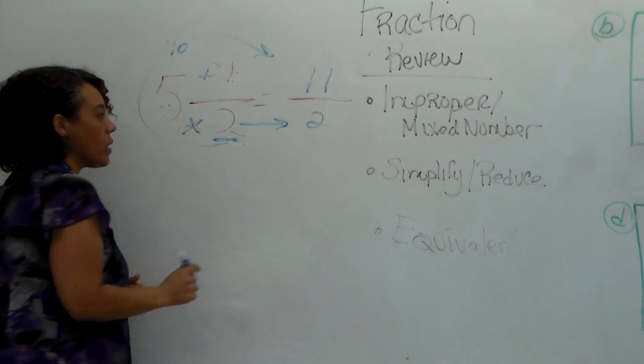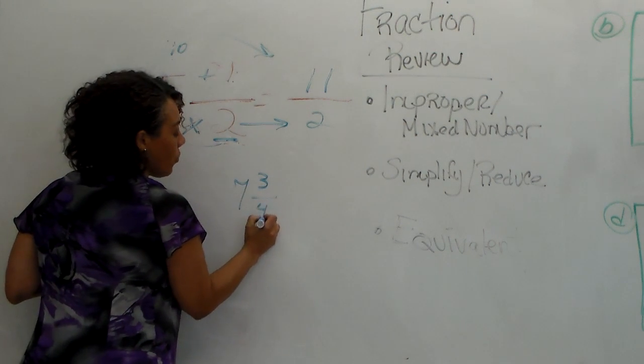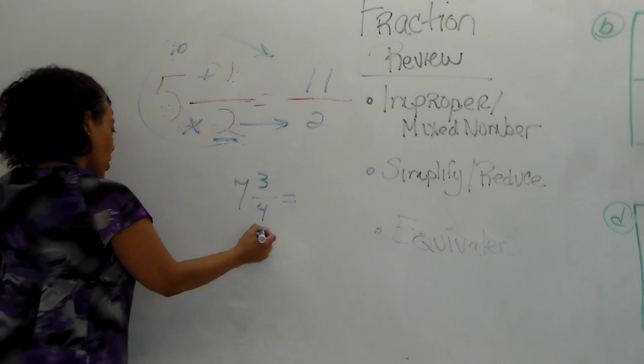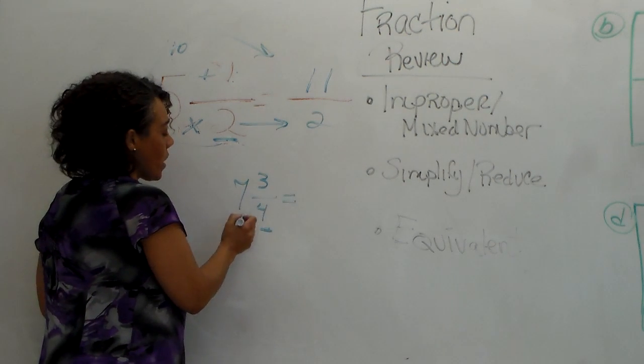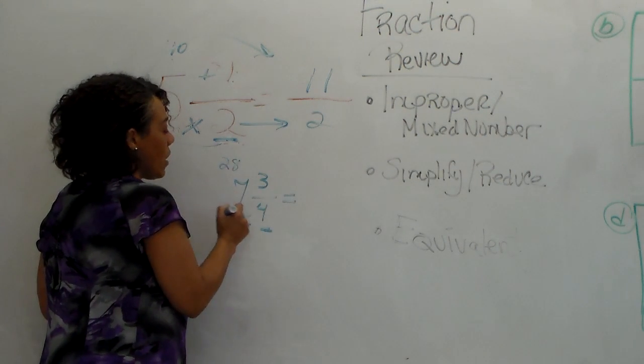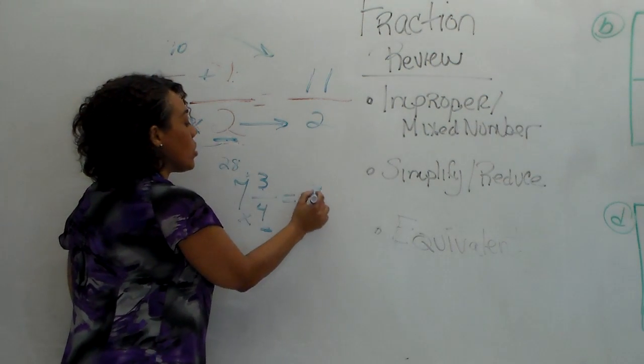We'll try that in one more example. So let's say I had 7 and 3/4. I'm going to start on the bottom, times going around, so 4 times 7 is 28, and then I'm going to add that top number. 28 plus 3 is 31.